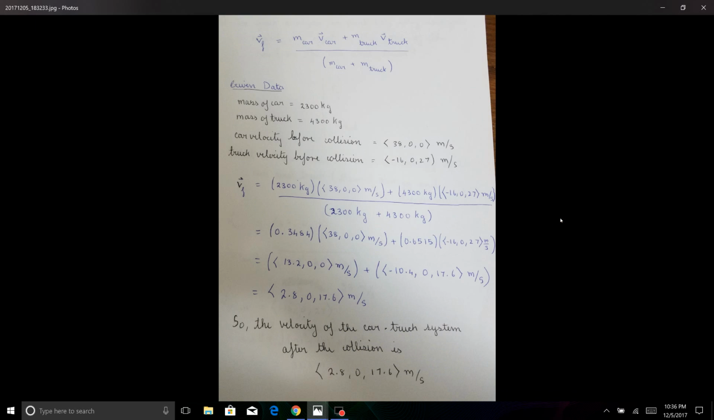To solve the equation which we just derived, we have all the information given in the question. So it's basically just plugging it in now. By plugging in the mass of the car, velocity of the car, mass of the truck, velocity of the truck, and the mass of the car plus the mass of the truck, like I set it up right here, and solving it, I get the vector 2.8, 0, 17.6 meters per second. That's the velocity of the car and the truck after the collision.